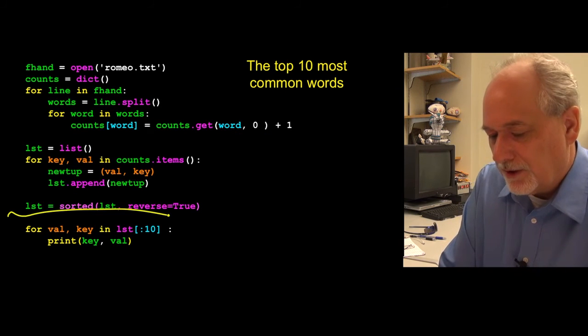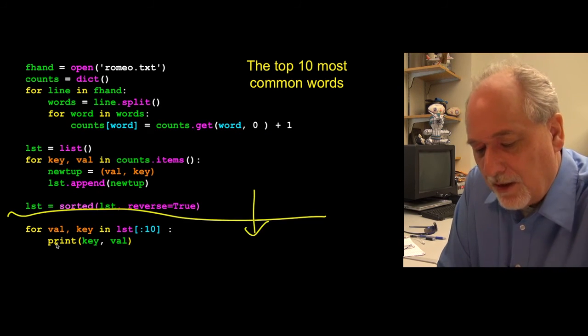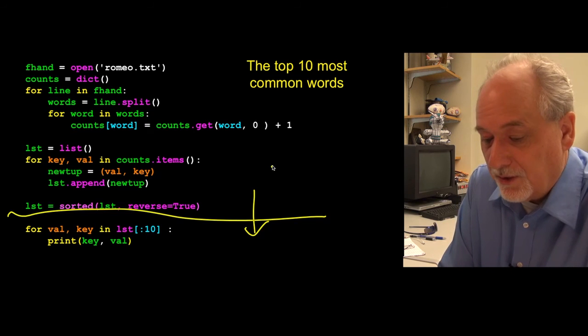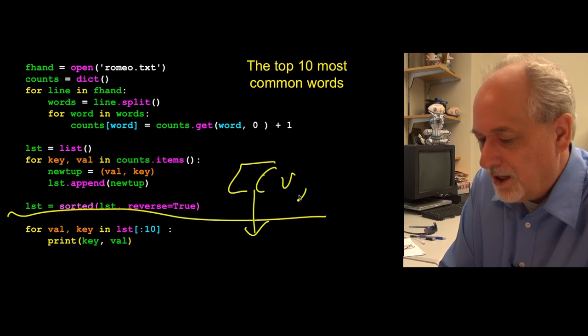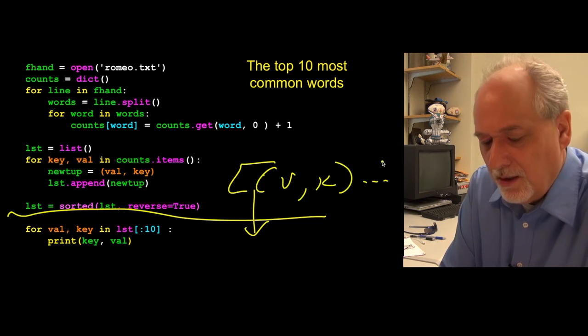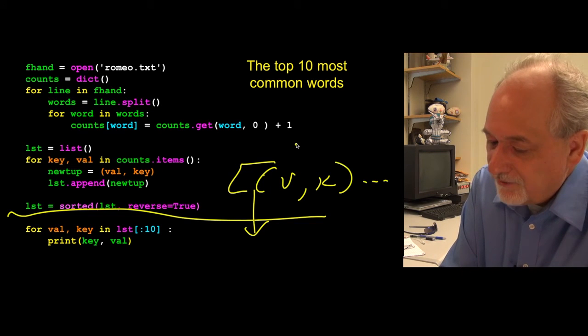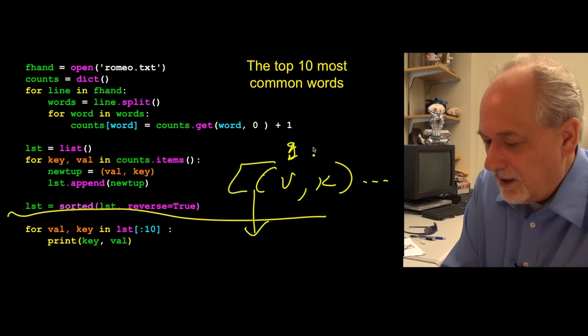So we got a nice sorted list coming down here. We don't want to print it out in value key order, because that's what it is. It's in parentheses V comma K order, but it's sorted. And we know that the highest value is here on down.